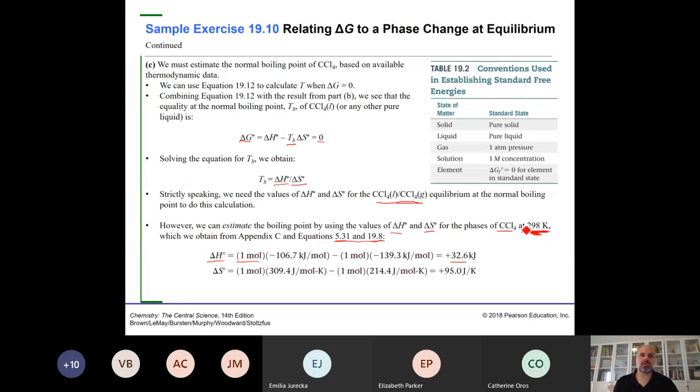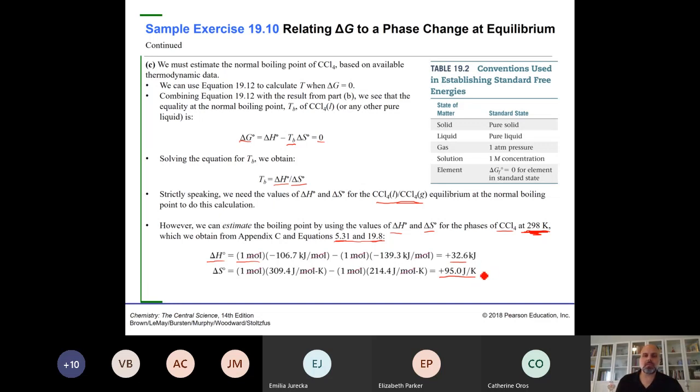But obviously the transformation for carbon tetrachloride as a liquid to a gas is not at 298 Kelvin. So these numbers would be slightly different. So we're just making a small assumption here. We do calculate delta S using the exact same formula, just for delta S, and get the numbers from the back of the book.